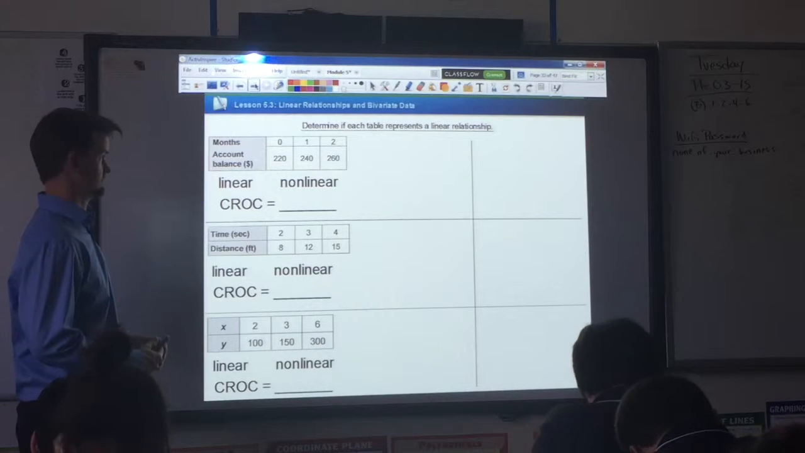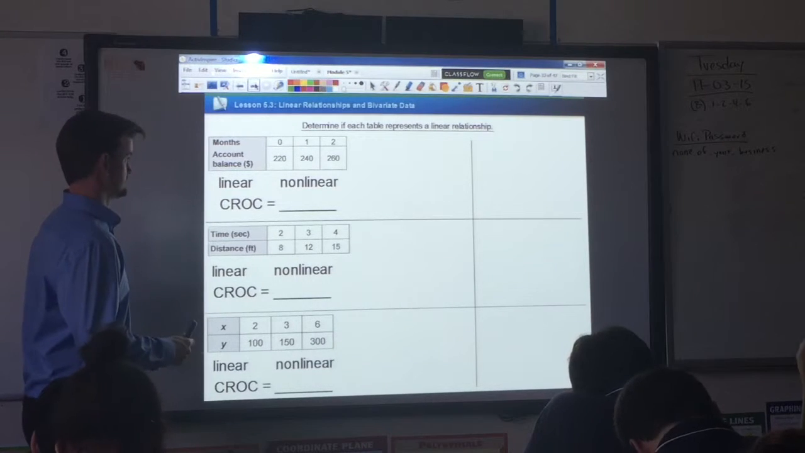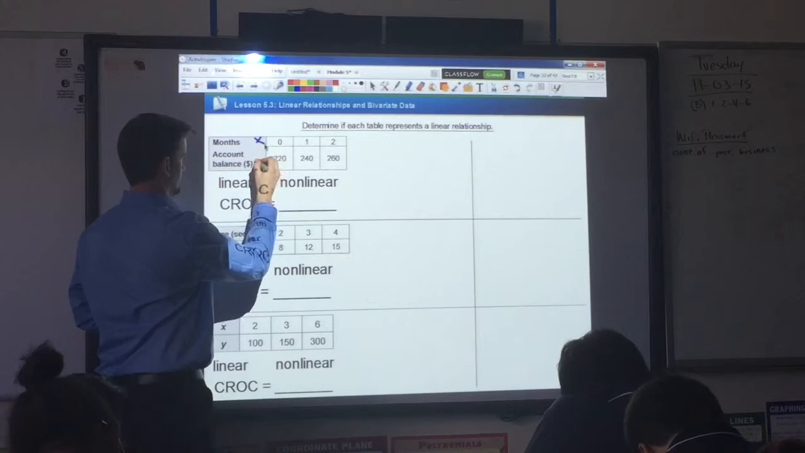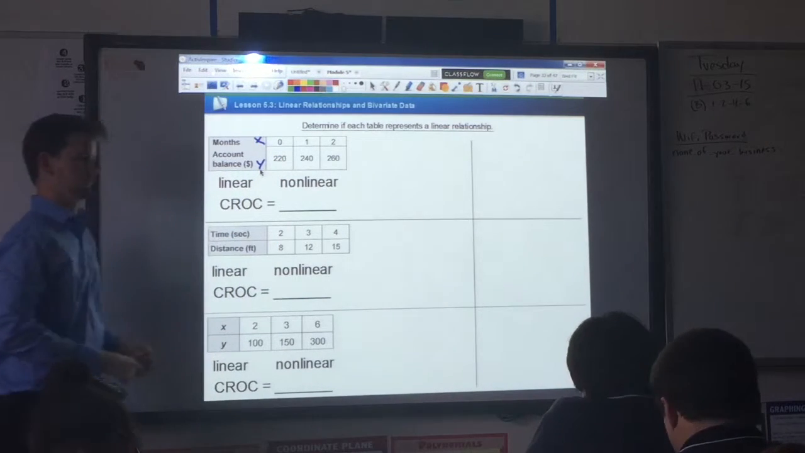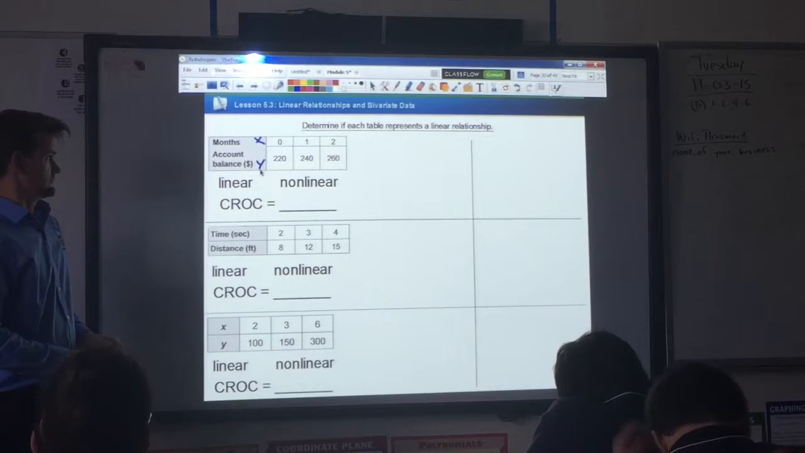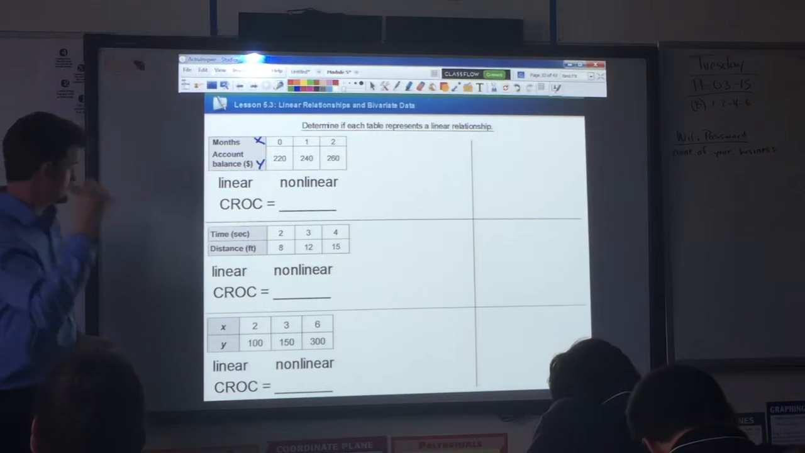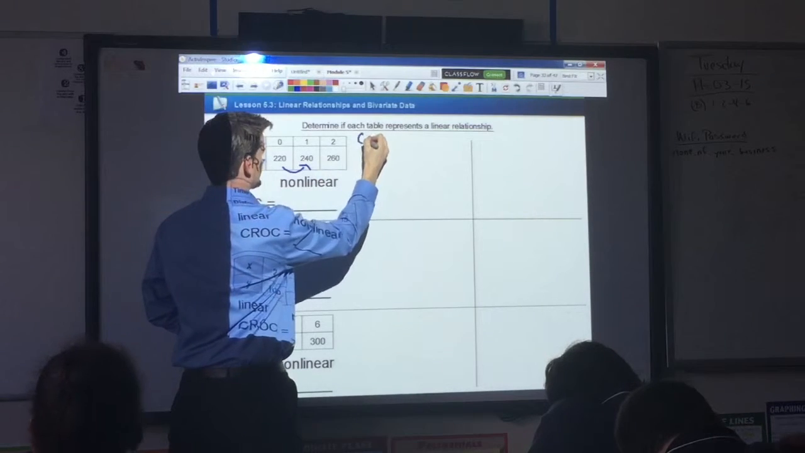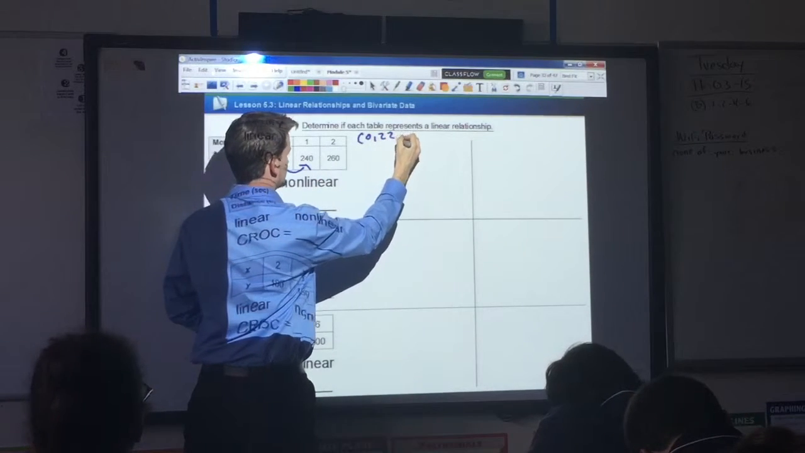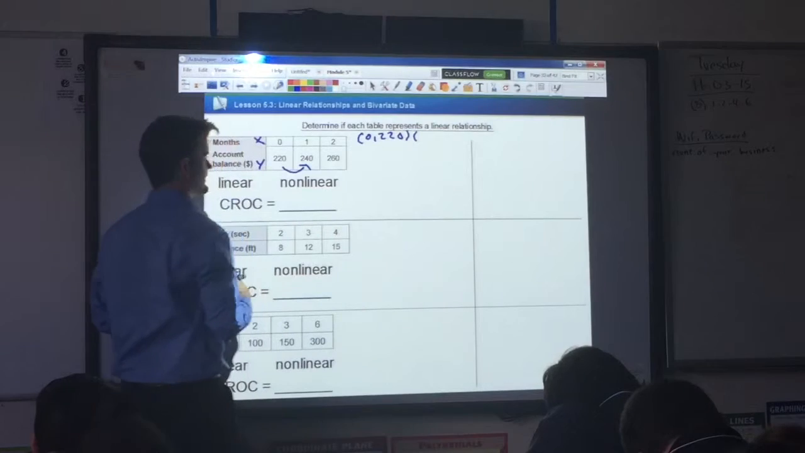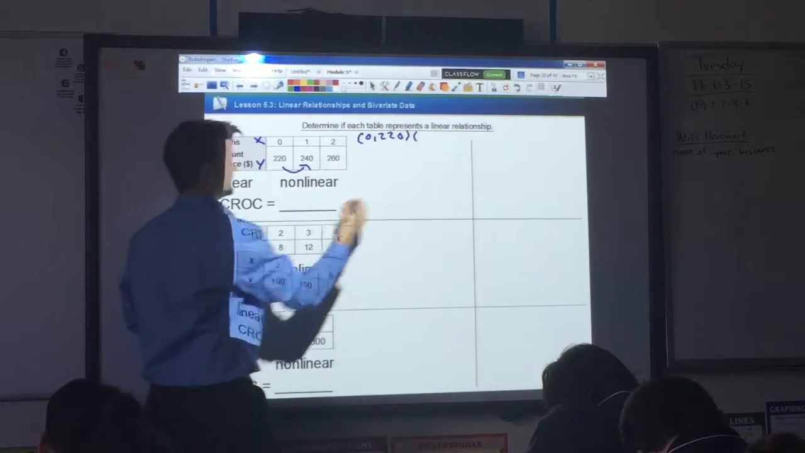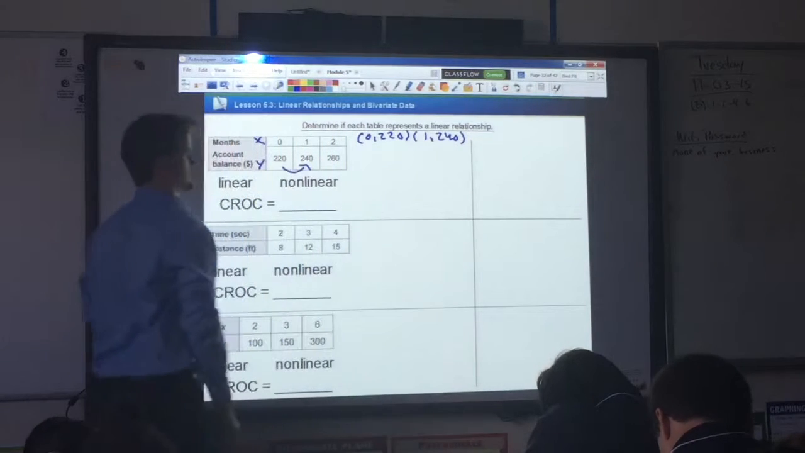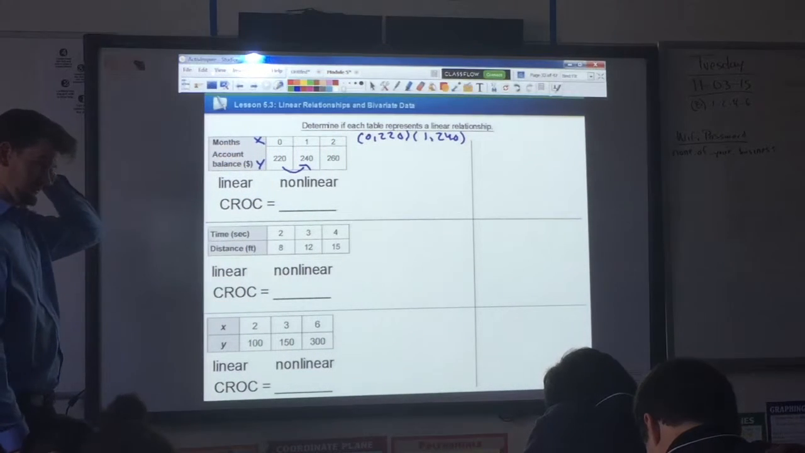Okay, you're going to first put x on the ones and y on the x. Good, that's my x, that's my y. And you're going to use 0, 220. Okay, so we're finding the rate of change between the first two, 0, 220, and then the other one is going to be 1, 240. Okay. What goes into my slope formula?